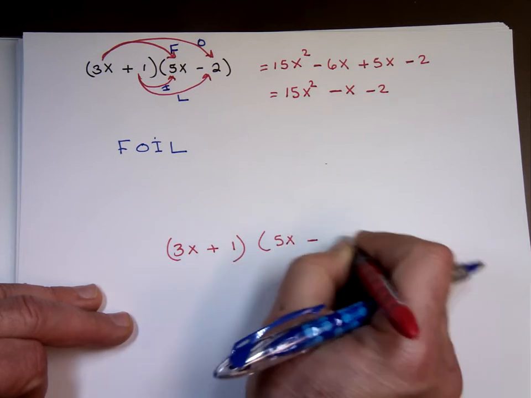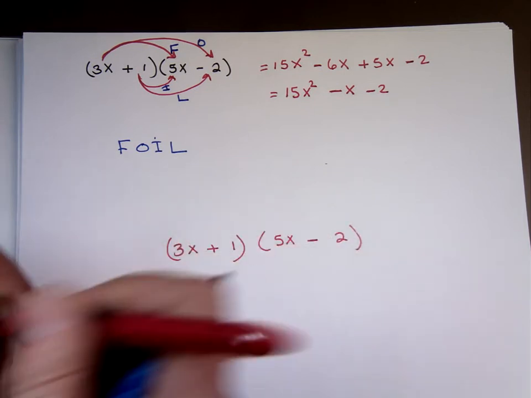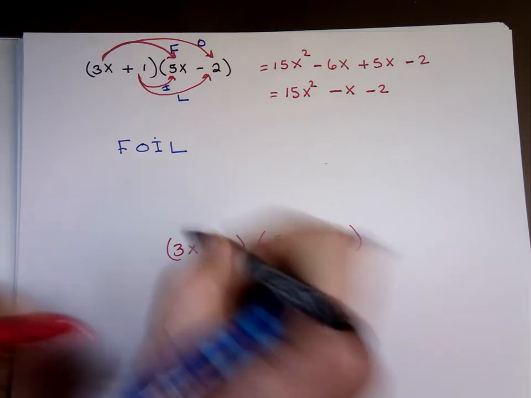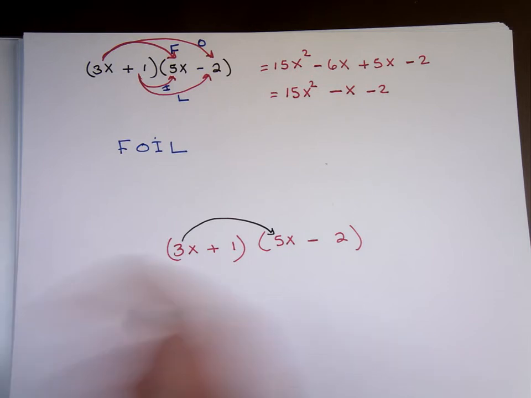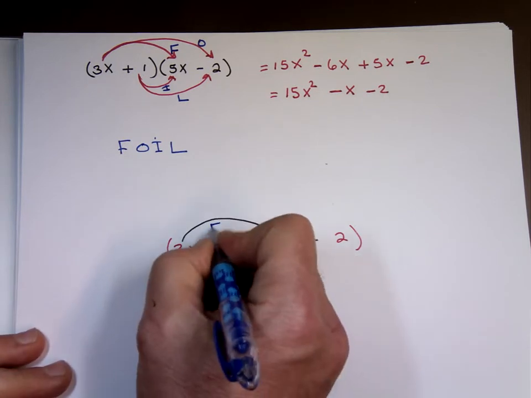The first thing we multiply is what? The 3x times the 3x. So that's the first. We took the first of this with the first of that. That's where the F came from. First.